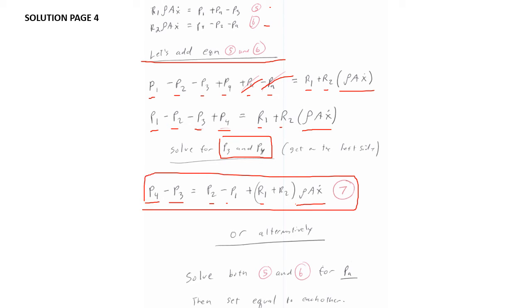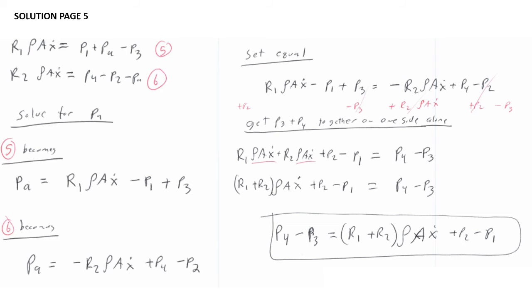Now this was one way to do this, by adding the two equations together. We could also solve both 5 and 6 up here for our PA, set the PAs equal to each other, and solve that way. So let's try that here, just to prove to ourselves that we can do this an alternate way to come up with the same answer. So I have my equations 5 and 6, so we'll solve them both for PA. So let's just take a look at equation 5 first.